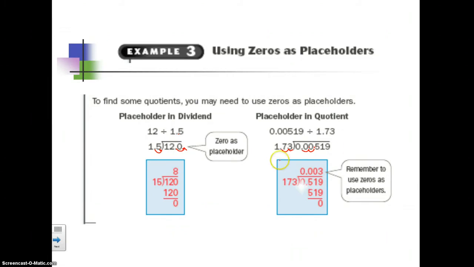You can see that 173 does not go into 5, so we put a 0. And we have the decimal point here. 173 does not go into 51, we add a 0. 173 does go into 519 3 times. So remember to use the 0 as a placeholder. Always line up everything nice and neat, right on top of each other, just because that way you keep track of where you need your zeros.